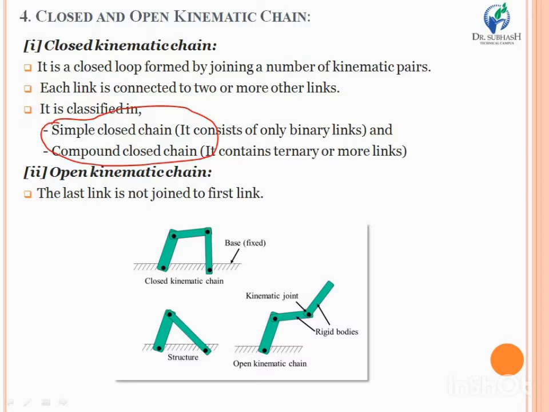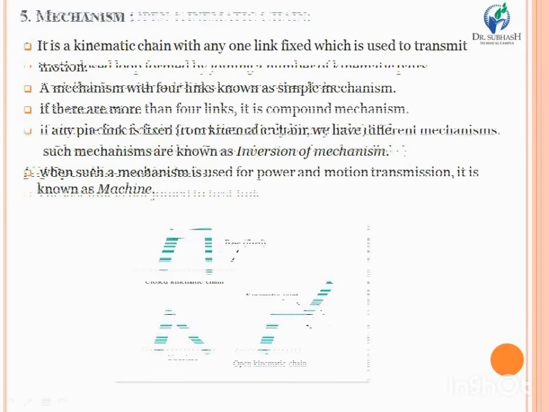That means the kinematic chain which consists only of binary links to form the entire closed loop, we can say that will be the simple closed chain. But if you are using ternary or more kinds of links and joining the entire assembly of links, which looks like a closed loop, of course it will be known as a closed chain. So this is what we have discussed about the closed kinematic chain and open kinematic chain.